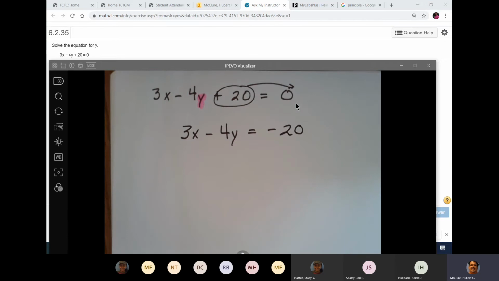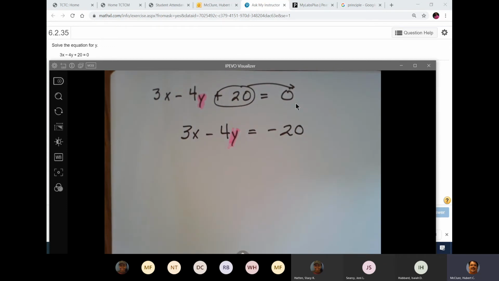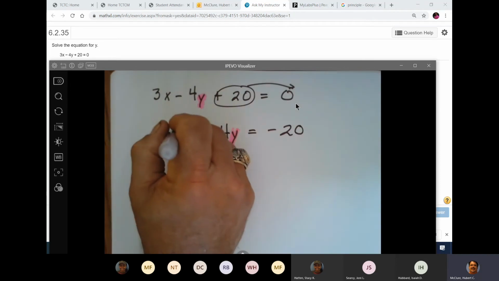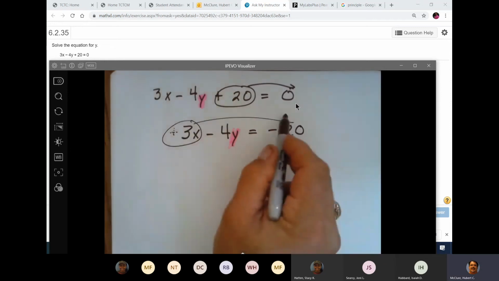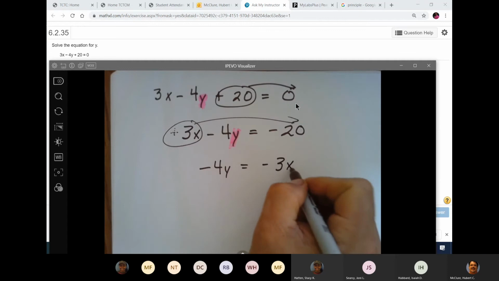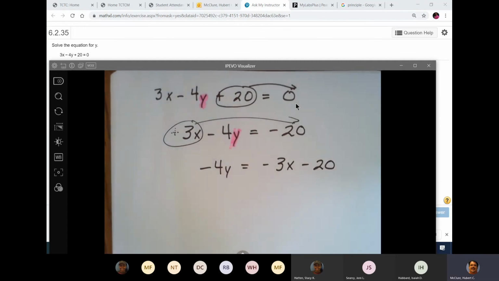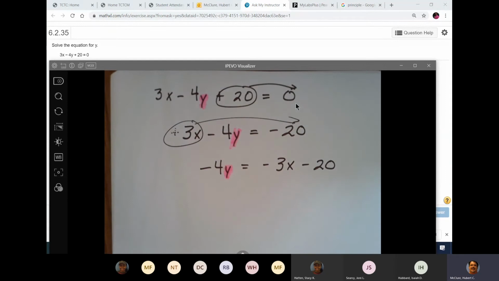Okay, take my highlighter back out. Things I do for y'all. And there's my, so now I got to get rid of the 3x. How do you get rid of a positive 3x? Well, you take it across the river, and it becomes negative 3x. Now I've got nothing but a negative 4 and a y, but I don't want to get rid of the y. I just want to get rid of the 4.